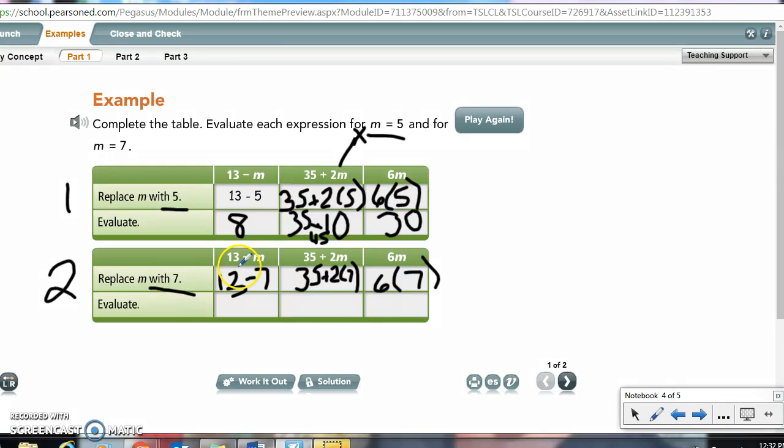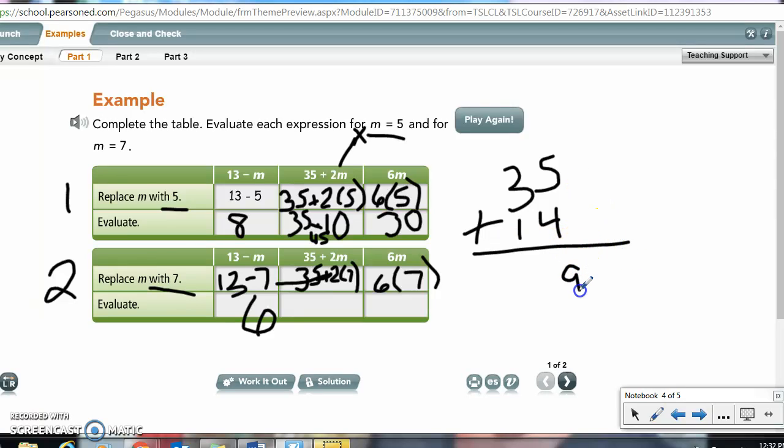So here's what I've done so far. I have 13 minus 7. I have 35 plus 2 multiplied by 7. And I have 6 times 7. Well, I know 13 minus 7 will be 6. 35 plus 2 times 7, well, 2 times 7 is 14. So I'll have 35 plus 14. When I add these together, 5 plus 4 gives me 9. 3 plus 1 gives me 4. So my answer will be 49. And 6 times 7 gives me 42.